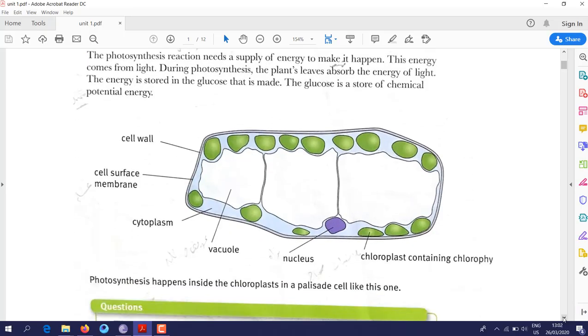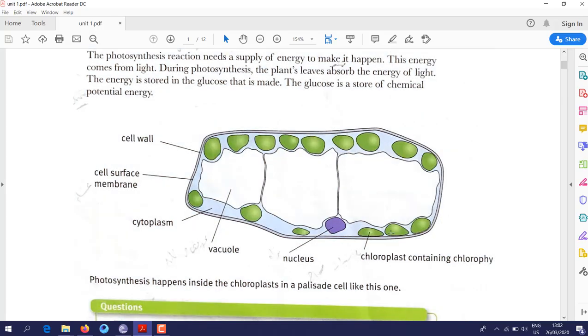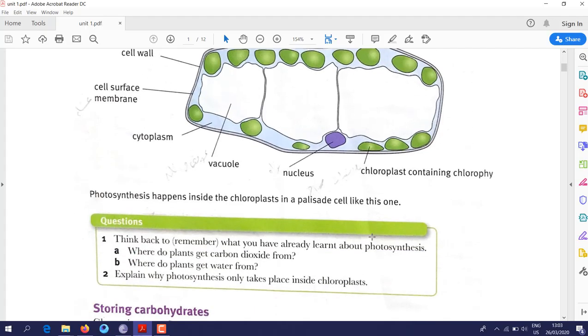As you can see here in this drawing, this is a plant cell. It consists of, as you can see, the green parts. This one is the chloroplast. Each chloroplast organelle has chlorophyll in it. This chlorophyll will help to capture sunlight.